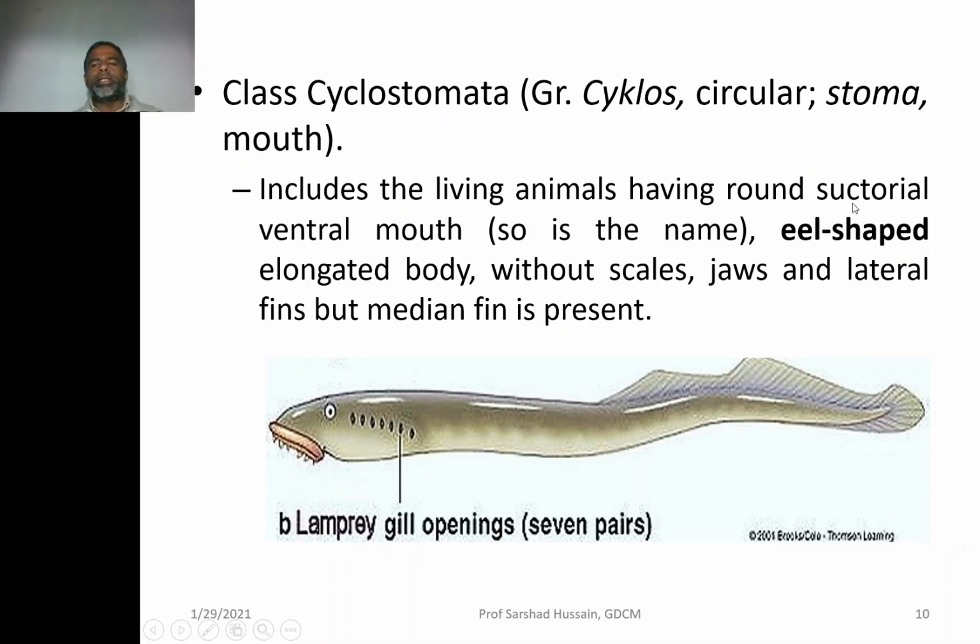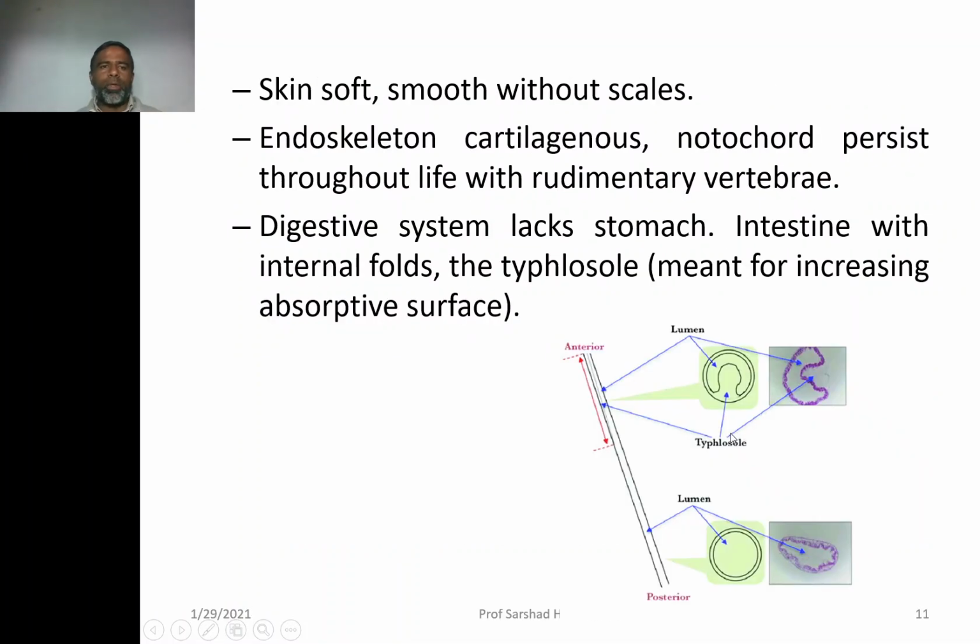Their body is eel shaped, so an elongated body is always called an eel shaped body. They don't have any scales on the body like the other fishes. They don't have jaws. Lateral fins are not present over there. Lateral fins means the paired fins; only the median fin is present. Their skin is soft, smooth, without scales.